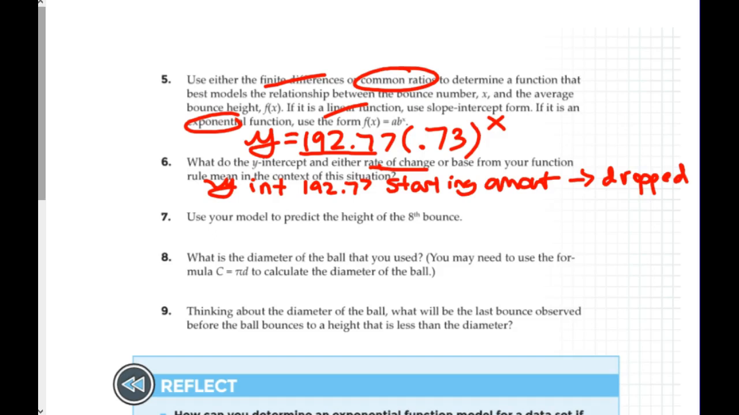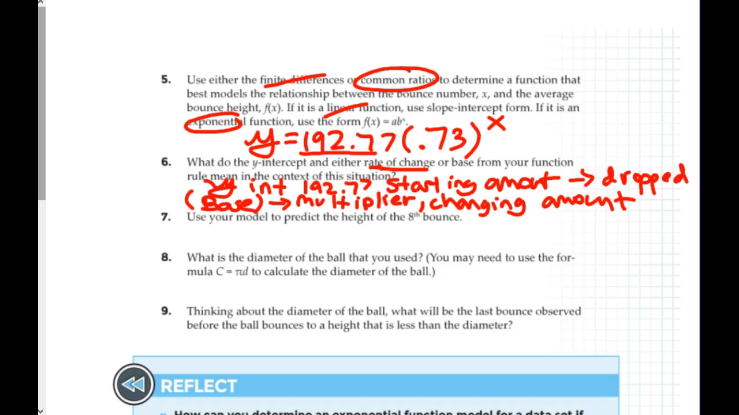Next thing we have here is the base. The base is in the parentheses, okay? And that is our multiplier. That's how much it's changing each time. The changing amount, or the changing value, okay?